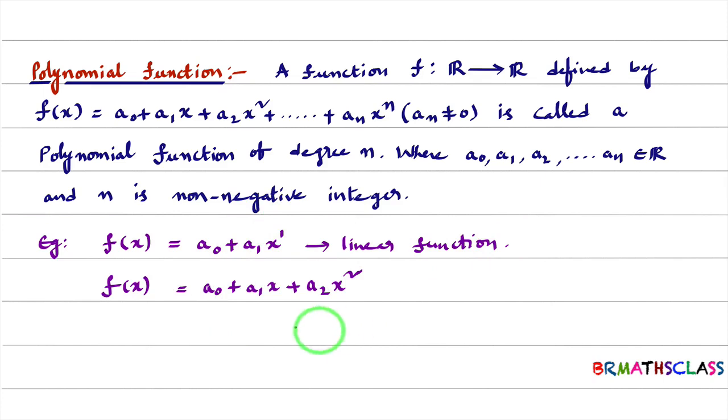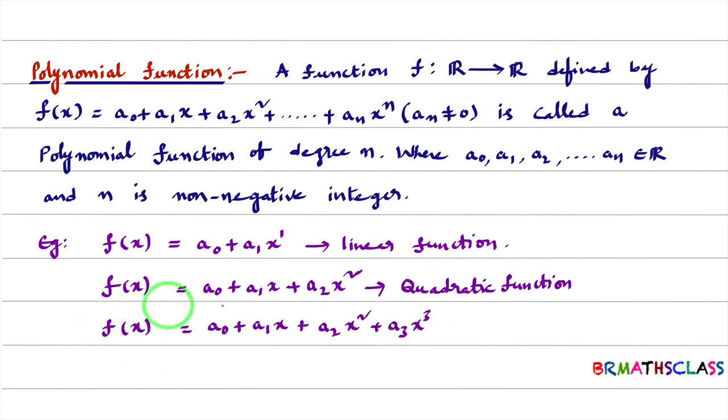Okay, you observe this example, a0 plus a1x plus a2x square. Is this function of this form? Yes, this function is of this form. So what do we say this function is? It is a polynomial function of degree 2. Moreover, this function is also known as quadratic function. You observe this function. What is the highest power in this? Highest power is 3. You can observe this function is of this form. And here its degree is 3. So is it a polynomial function? Yes, it is a polynomial function of degree 3. Moreover, it is known as cubic function.